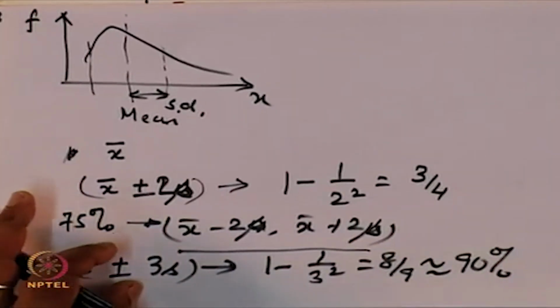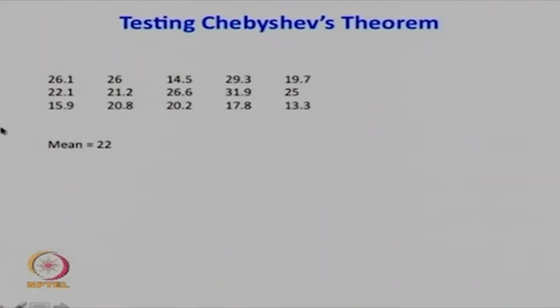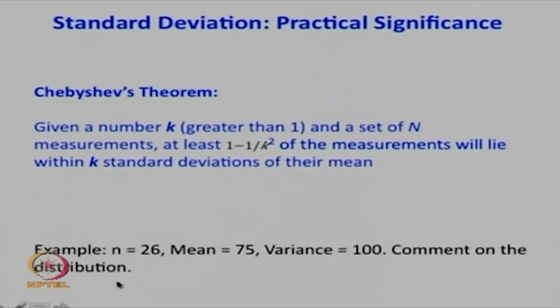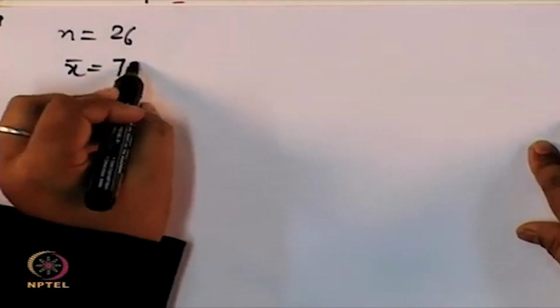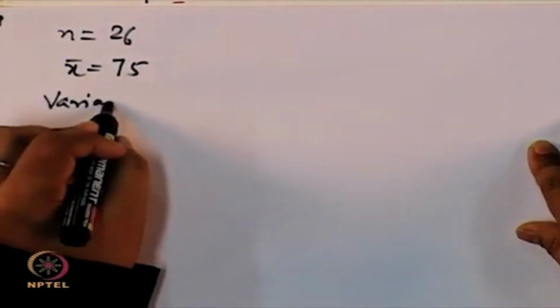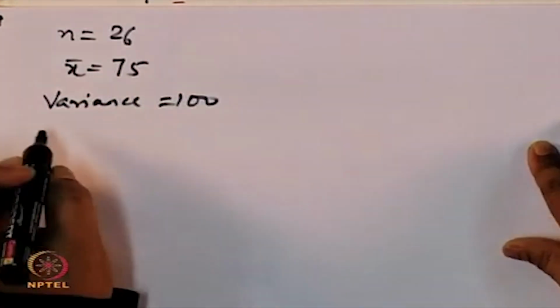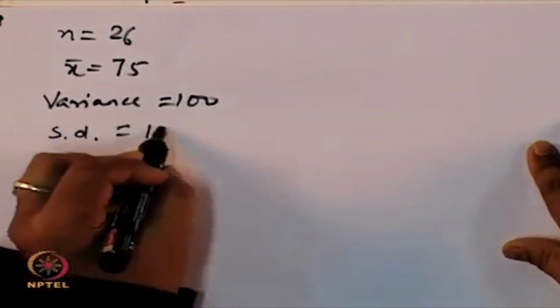Let us test it with the following example. Before we go to this, I think I skipped this value. So, let us come to this example. Imagine you have 26 observations and the mean of the population is 75. So, you have n is equal to 26, x bar is equal to 75 and variance equal to 100. So, standard deviation is equal to 10.